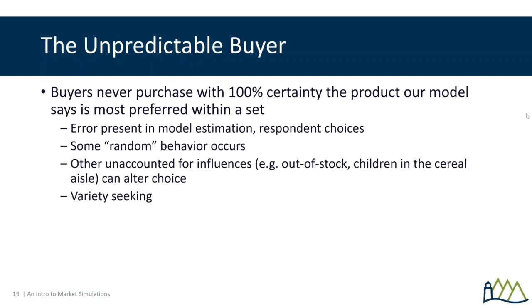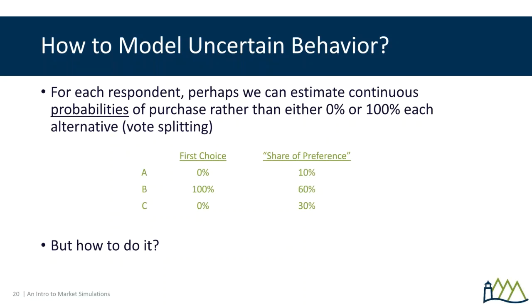One of the other assumptions that we make in first choice is that you're always going to be 100%. But we know that oftentimes that's not the case. Buyers aren't going to be consistently purchasing with 100%. Random things happen, out of stock conditions, things that can influence choice. Variety, sometimes you just want to try something different. So respondents are usually not always going to choose the same thing, despite what our models might say. There are certain ways we can model that.